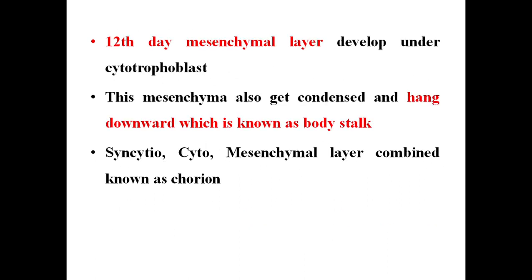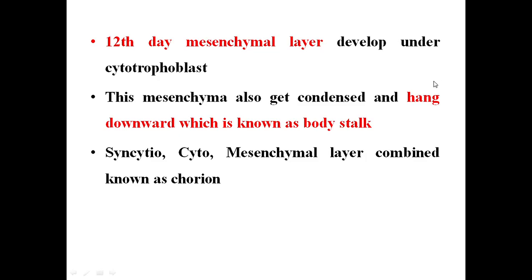Next, on the 12th day, a mesenchymal layer develops under the cytotrophoblast, and this mesenchyme also condenses and hangs downward, which is known as the body stalk. So what is the downward hanging mesenchyme called? It is called the body stalk. And the cytotrophoblast, syncytiotrophoblast and mesenchymal layer combined are known as the chorion.